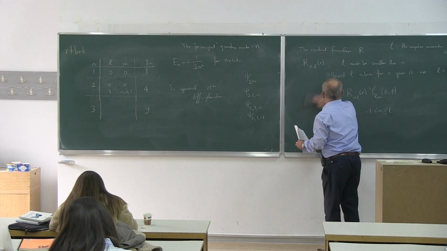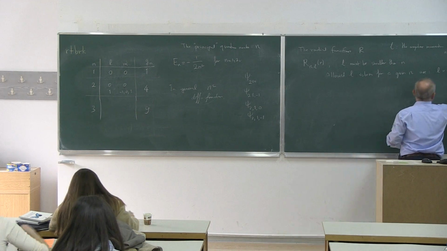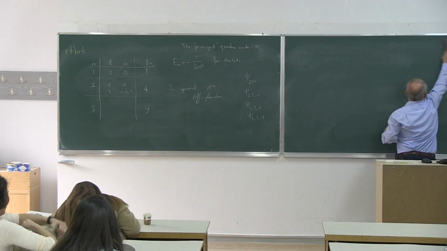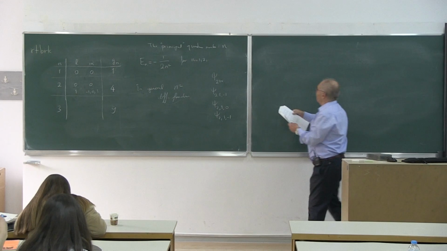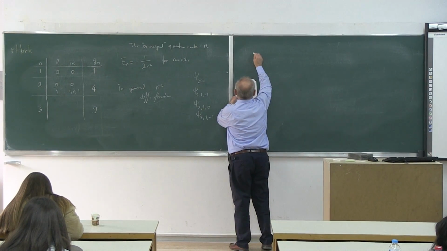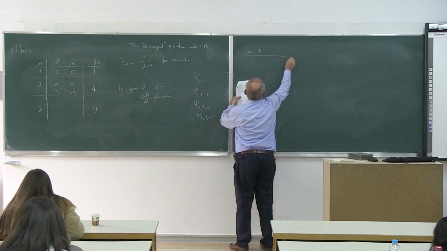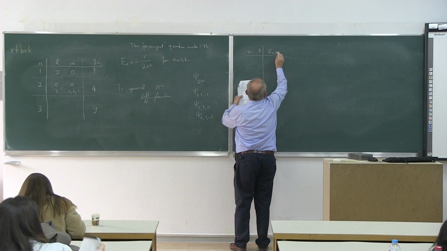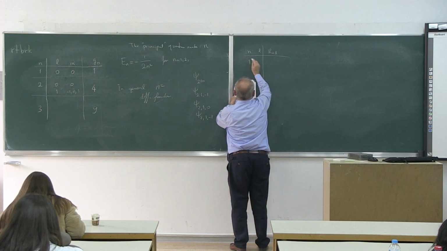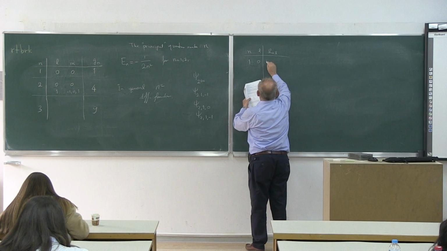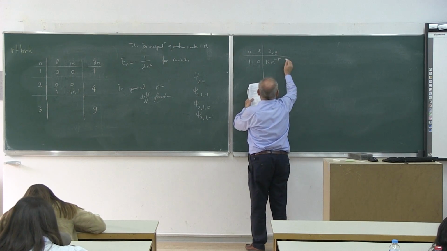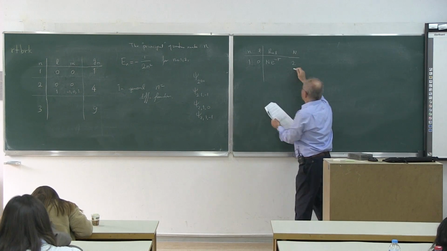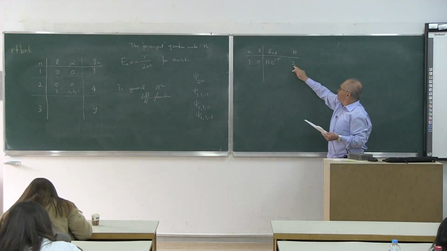I'll give you some explicit expressions for the radial factors so that you will have an idea about how they look like. These are available in the lecture notes. So n equals 1, l equals 0. This is a normalization factor times e to the minus r. And the normalization factor, I will explain shortly how this number is obtained.